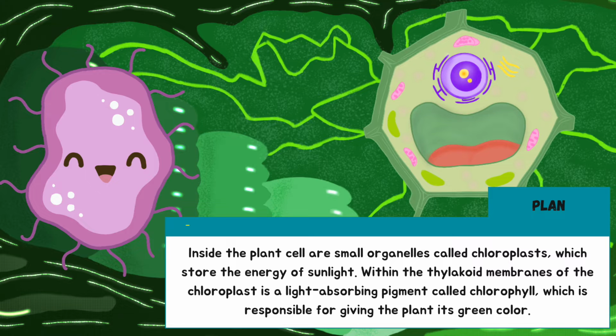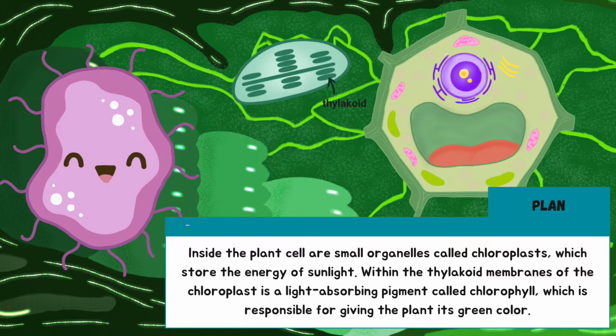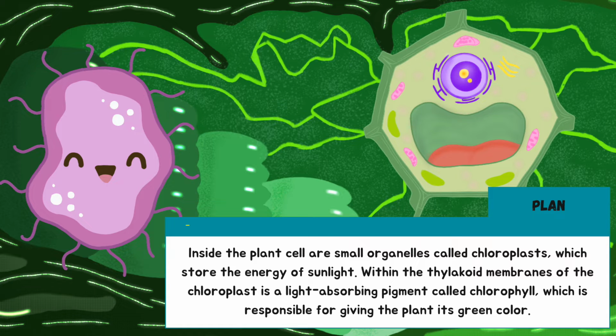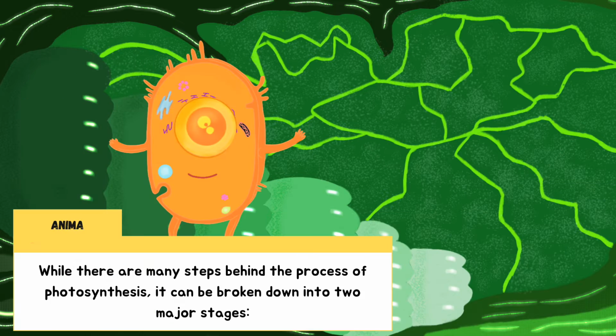Inside the plant cell are small organelles called chloroplasts, which store the energy of sunlight. Within the thylakoid membranes of the chloroplast is a light-absorbing pigment called chlorophyll, which is responsible for giving the plant its green color. During photosynthesis, chlorophyll absorbs energy from blue and red light waves and reflects green light waves, making the plant appear green.